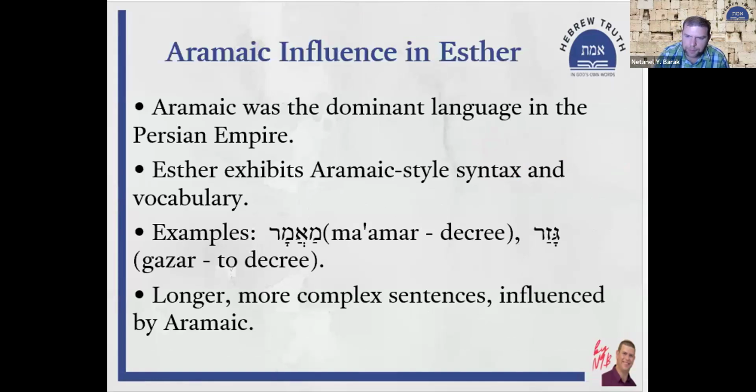So we've talked about Persian influence, a little bit about Aramaic.